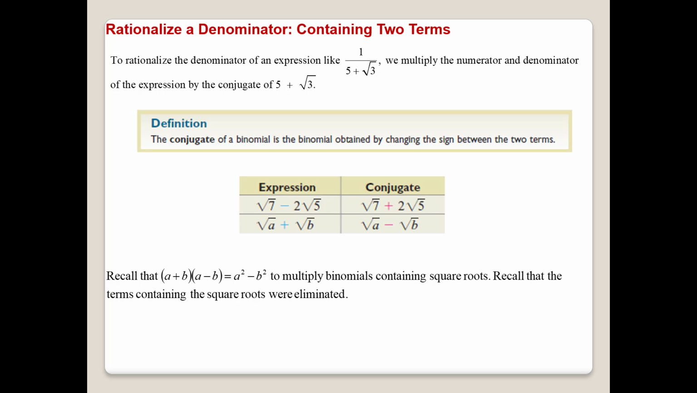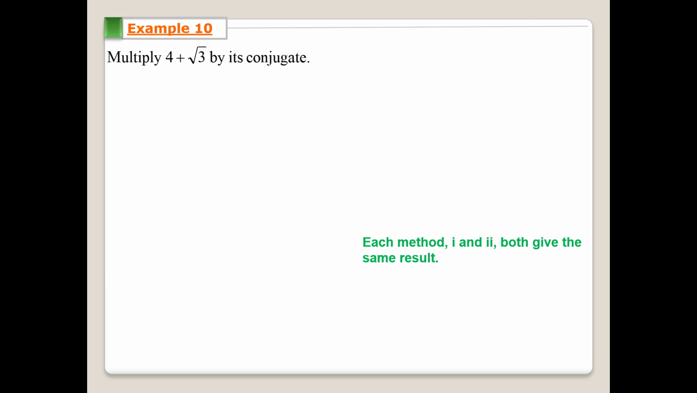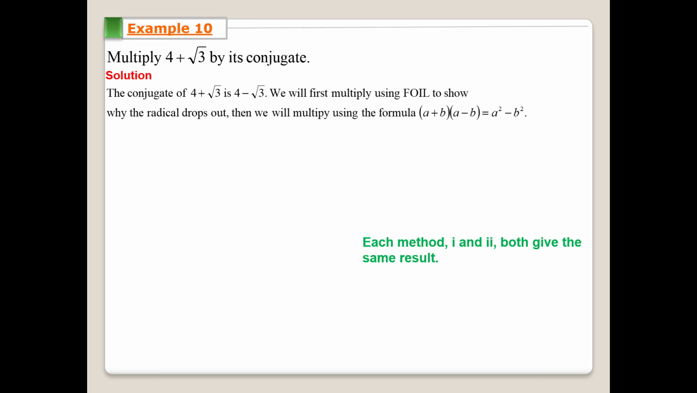So again, we talked about this in yesterday's lesson. Recall that a plus b times a minus b is equal to a squared minus b squared. So in this case, it'll work out the same way. We can do this quick little trick with this, okay? So with this, let's multiply 4 plus square root of 3 by its conjugate. See how it plays out.